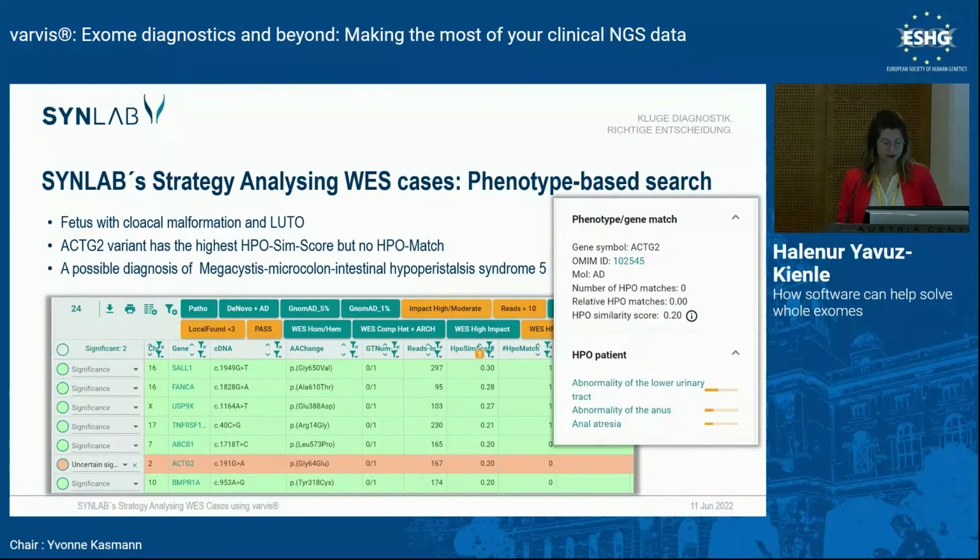And then the clinician actually saw these HPO similarities, the ACTG2 variant with a high HPO score: abnormality of the lower urinary tract, anal atresia. This fits so much to this phenotype that we eventually ended up reporting the variant.